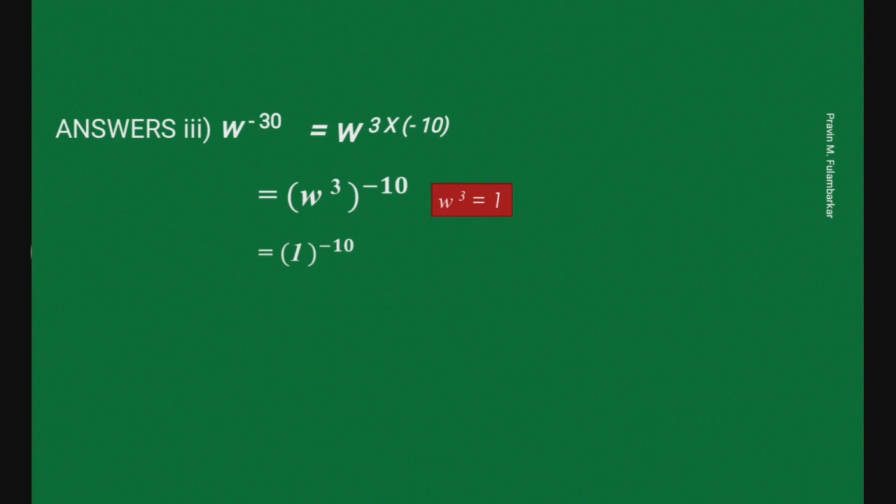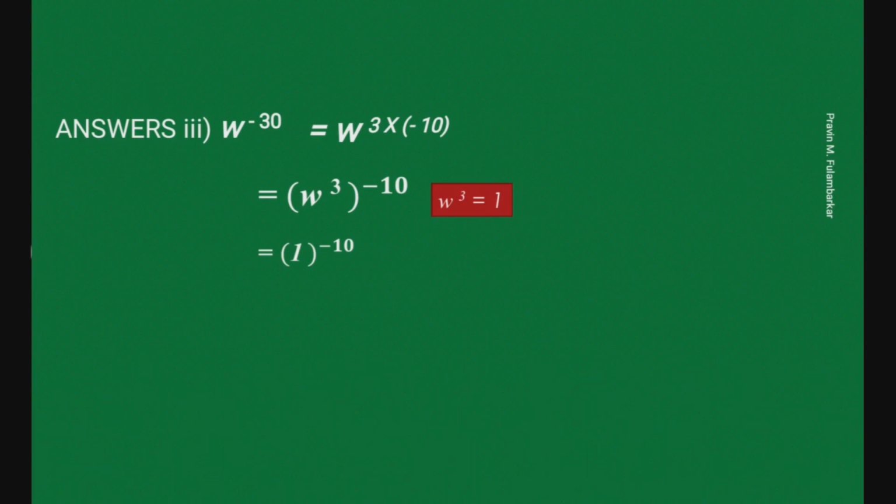Now see sub question third, omega raised to the power minus 30. So this minus 30 can be written as omega raised to the power 3 into minus 10. So we use a raised to the power m into n. So we write omega cube raised to the power minus 10, and this omega cube can be written as 1. So we write here 1 raised to the power minus 10.